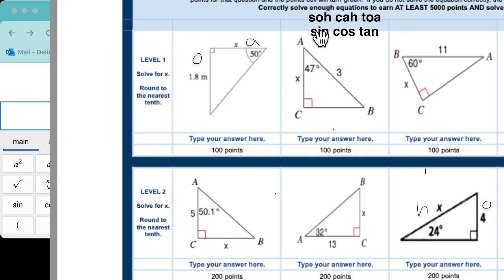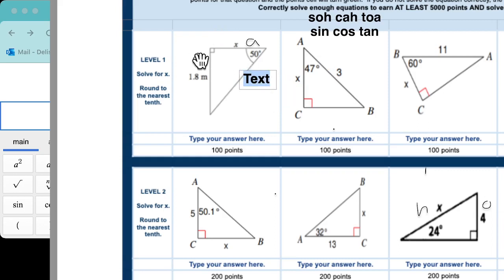SOH stands for sine, which is opposite over hypotenuse. CAH stands for cosine, which is adjacent over hypotenuse. And TOA stands for tangent, which is opposite over adjacent. So we're going to first look at this first problem here and solve for our missing side, which is x.